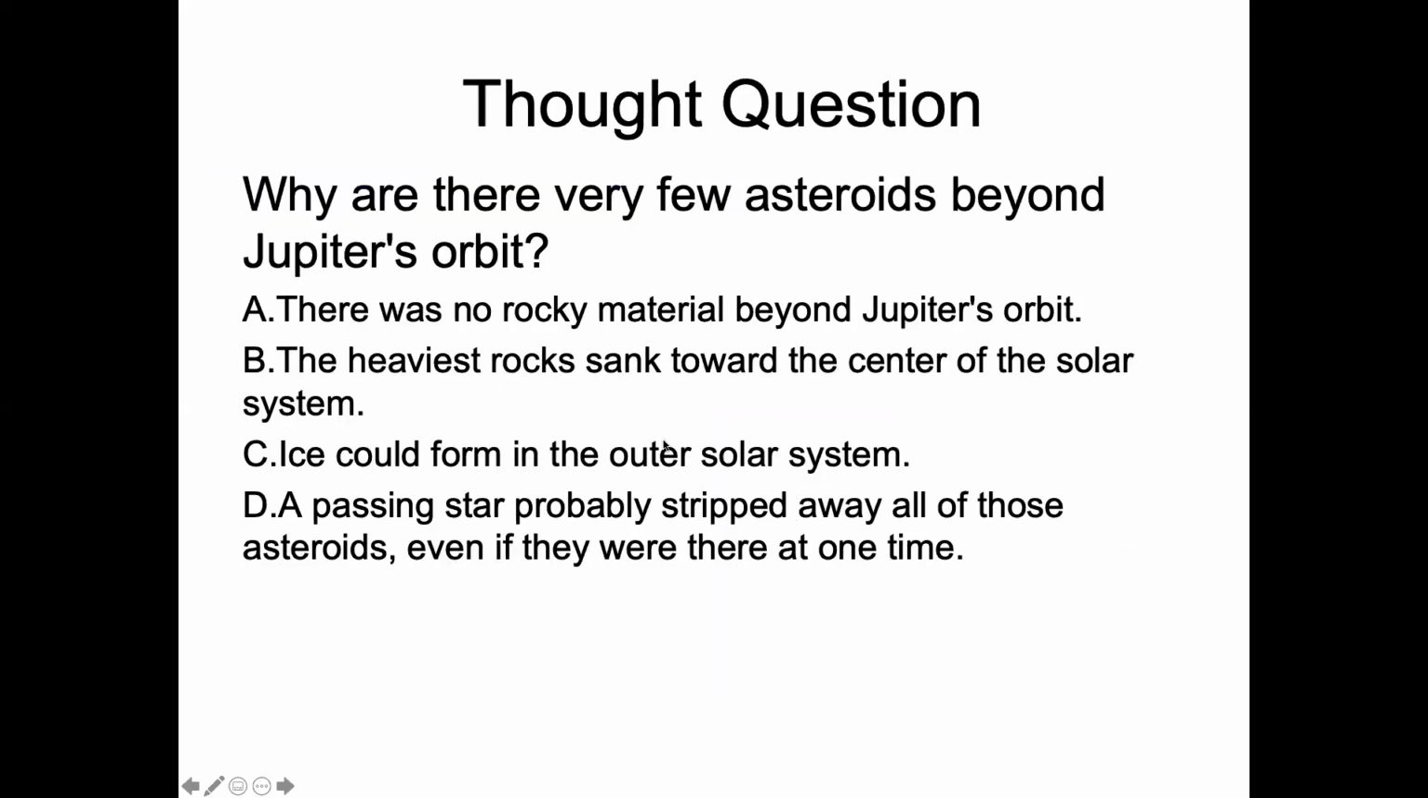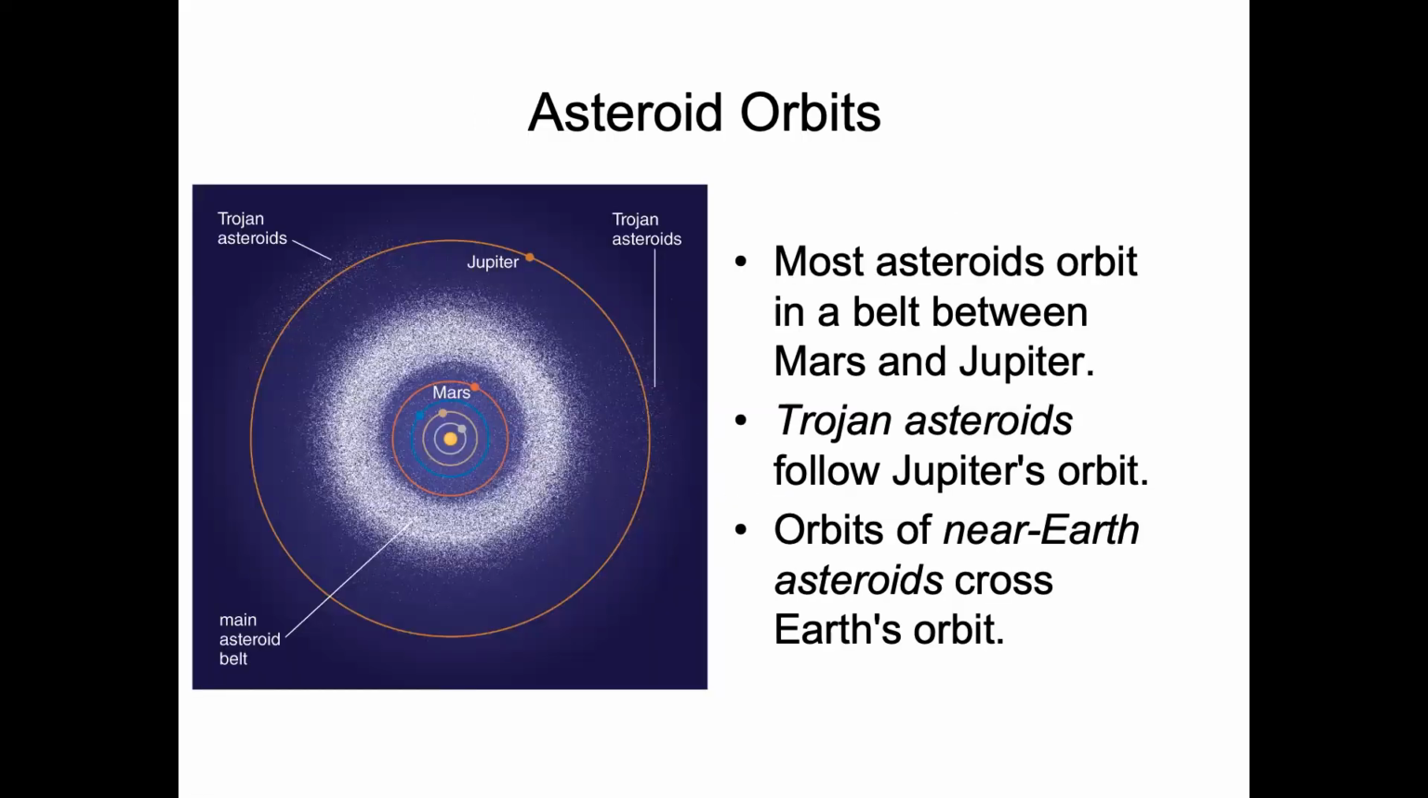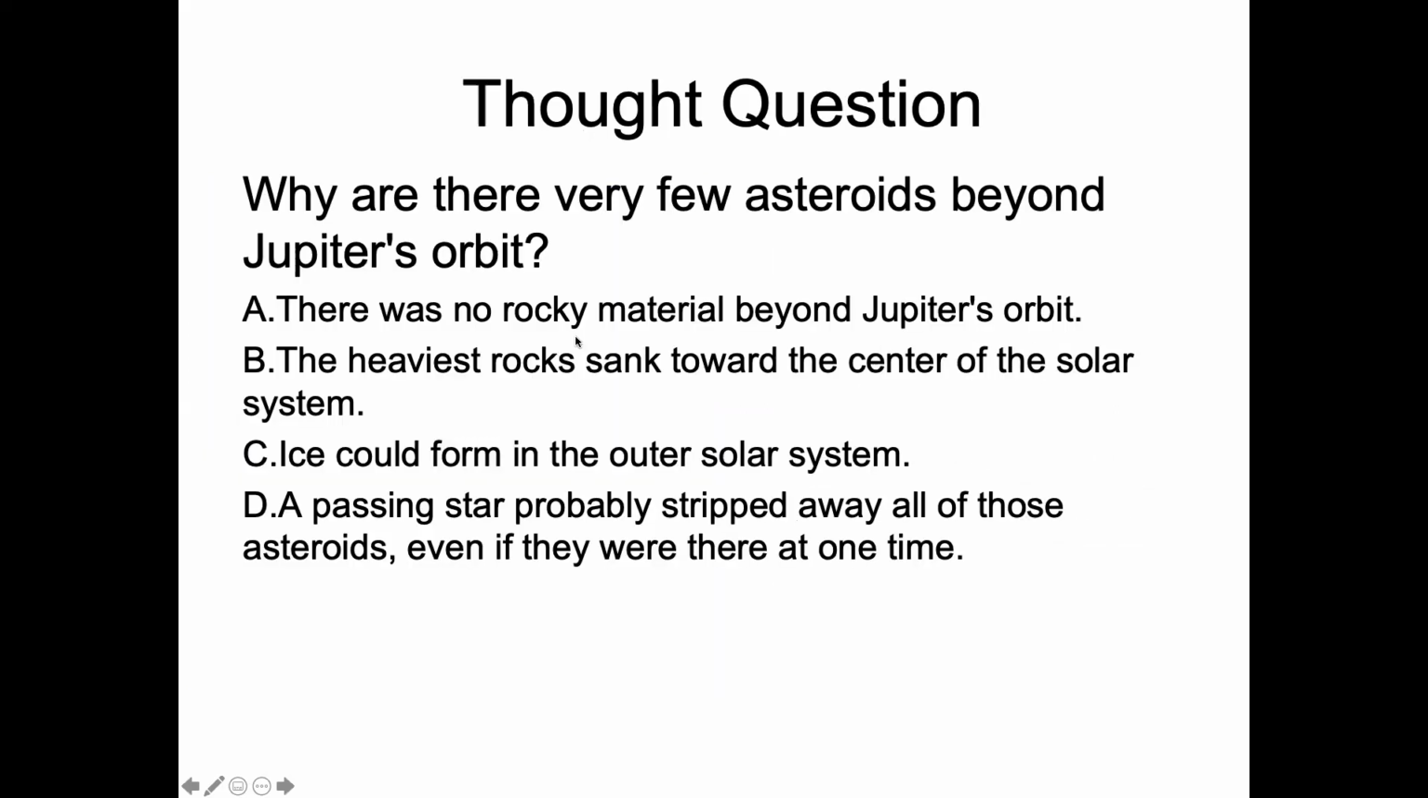Okay. So why do we think it is that there are so few asteroids beyond Jupiter's orbit? Again, most of the asteroids in our solar system are here in this main asteroid belt. Not really many beyond Jupiter's orbit, if any. So why do we think that could be? Here are a couple of options for you. Take a moment, type in the chat, say what you think.